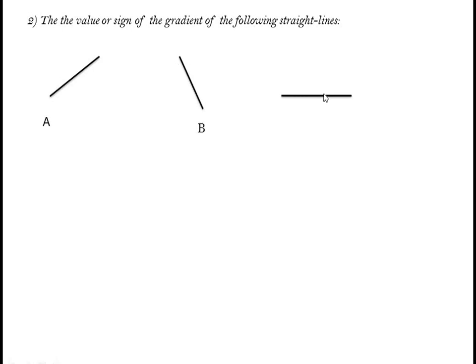Now we have this other line, which is horizontal, straight. This one, the gradient is 0. It is not changing. A straight line like this has a gradient of 0.